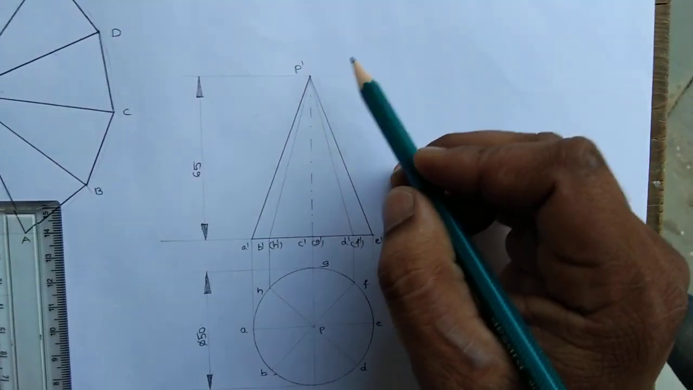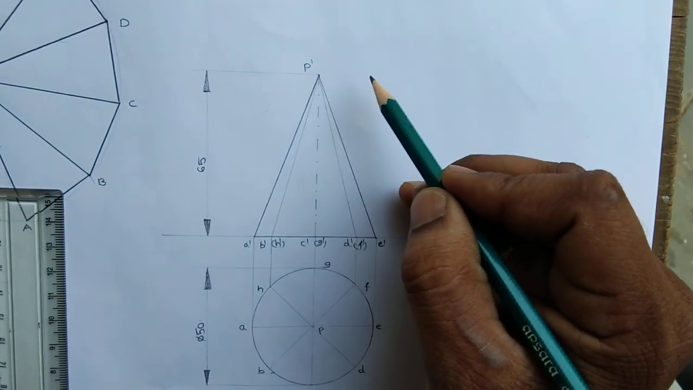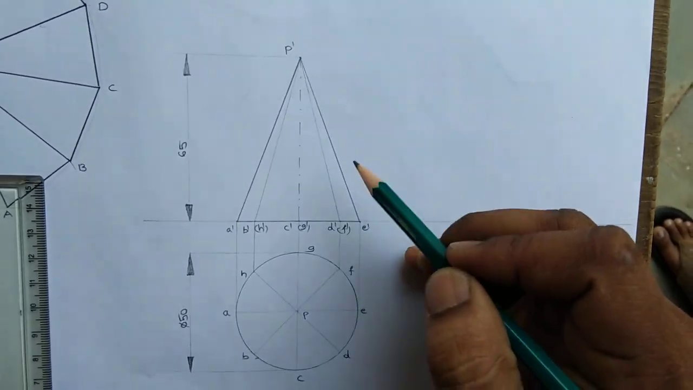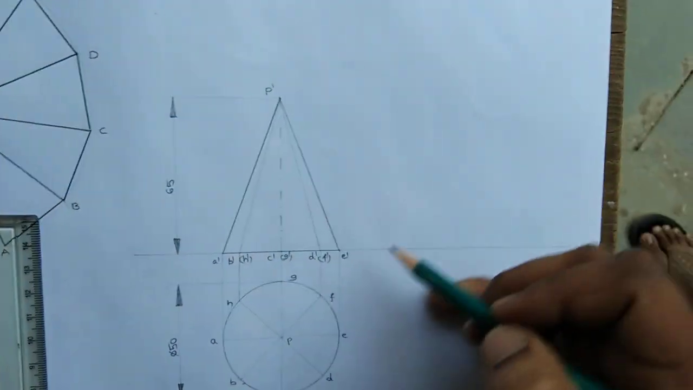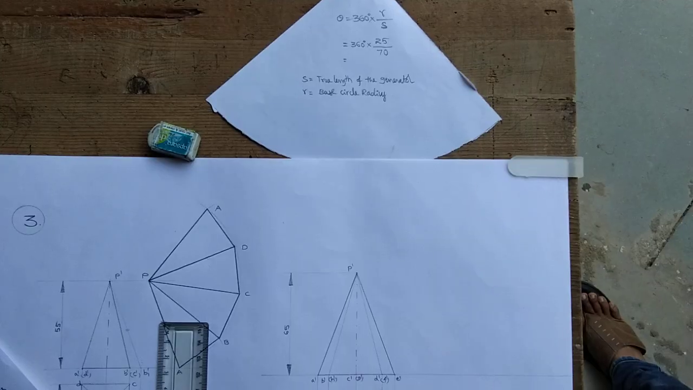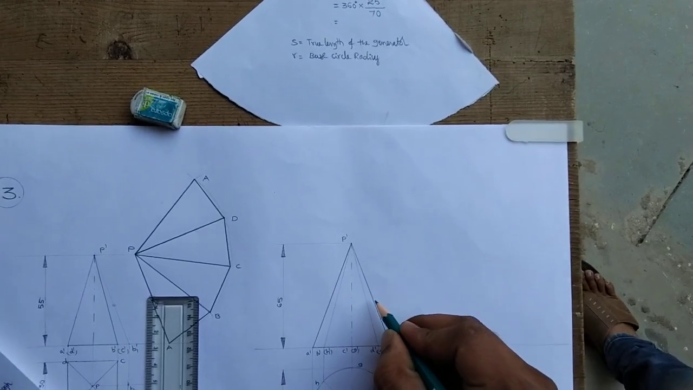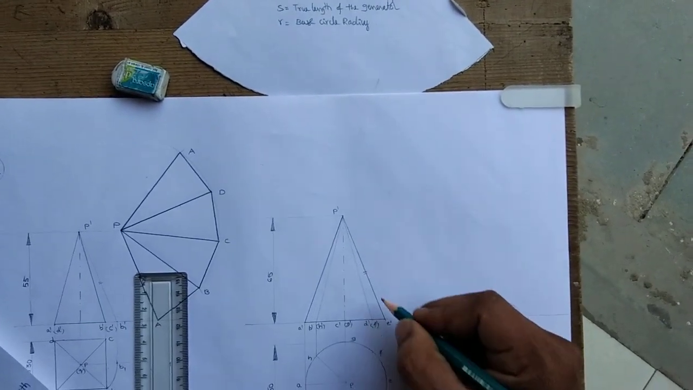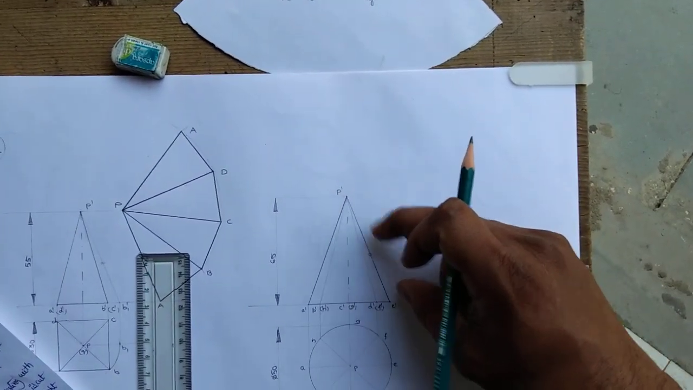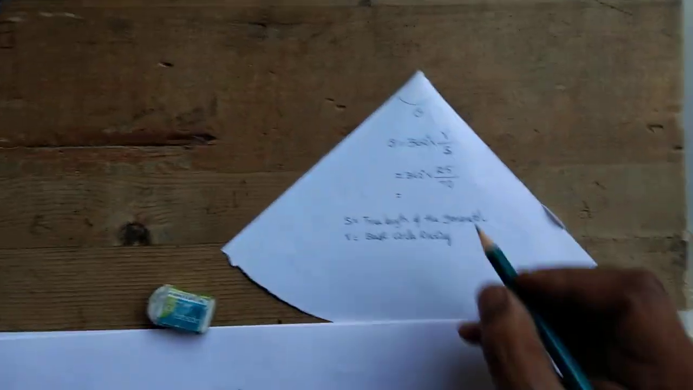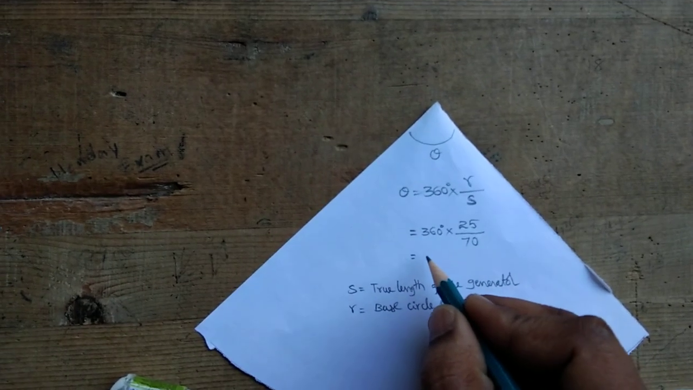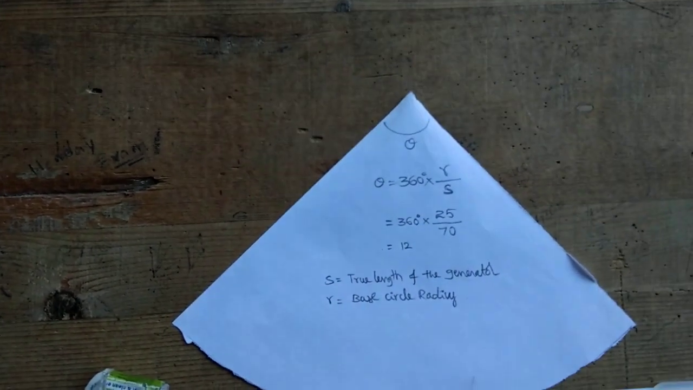So we should take point P as center and the true length of the generator, this EP dimension, as radius, and construct the arc. We can see how to construct this diagram. If we measure this line, which represents the true length of the generator, we got 70 mm. Measure this dimension, it is showing 70 mm. That is what I have substituted here. After the calculation, here we got 120.